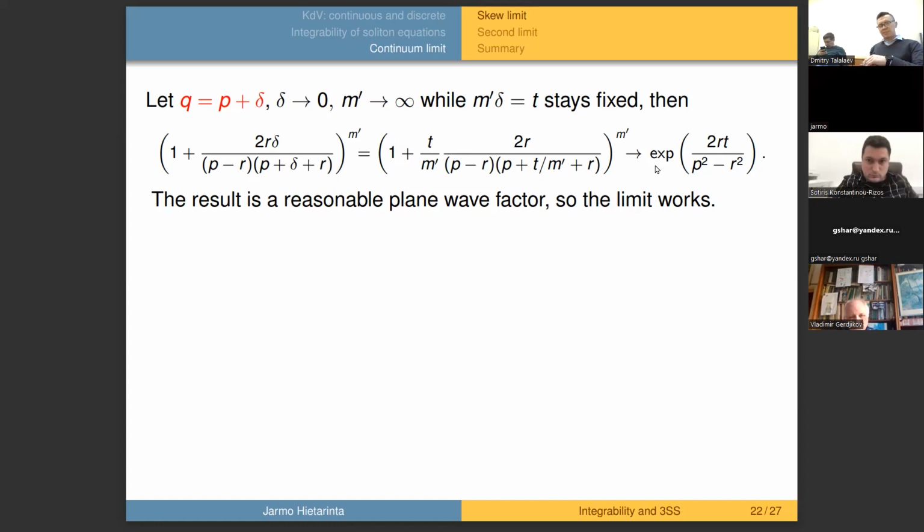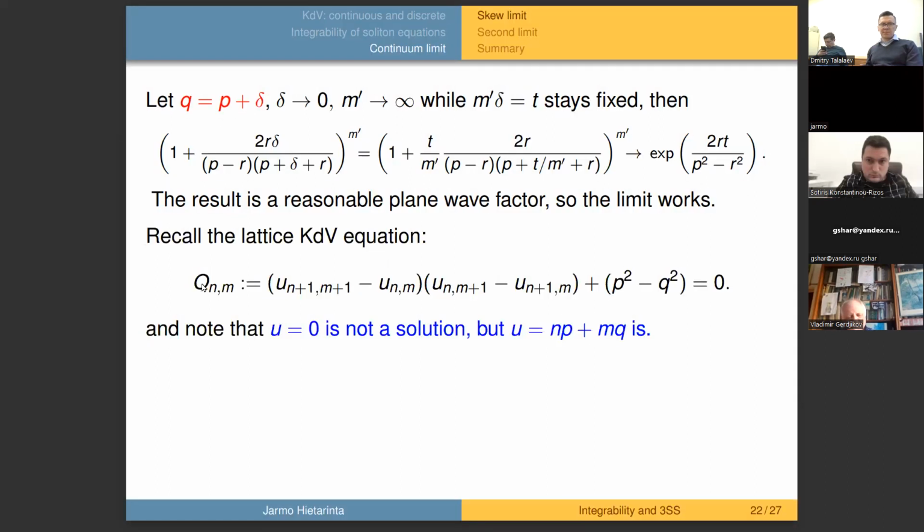So this is a possible nice exponential factor like soliton equations would have. That is some coefficient times t. So this is reasonable. So we have to take this kind of limit. Q is P plus delta. Okay. Now, let's return to the lattice equation. Now there's one more trouble here, that U is 0 is not the solution of this equation.